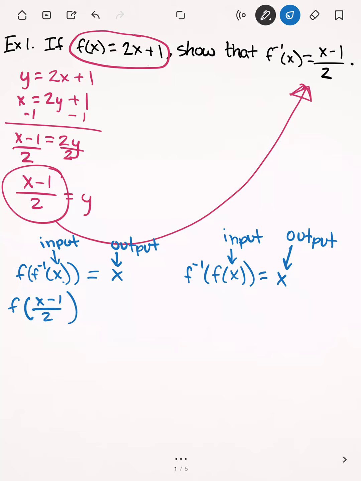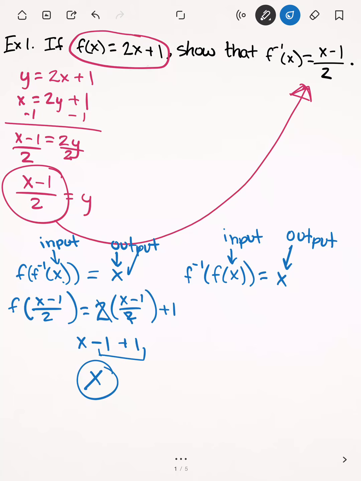So what this means is anywhere I see an x in f of x, I'm going to plug in x minus 1 divided by 2. That looks like 2 times x minus 1 over 2, and then I have plus 1. Well, 2 times that fraction, the 2s end up canceling out. I'm left with x minus 1 plus 1. Combine my like terms. Negative 1 plus 1 is just 0, so I'm left with x. That matches the output. Good check mark.